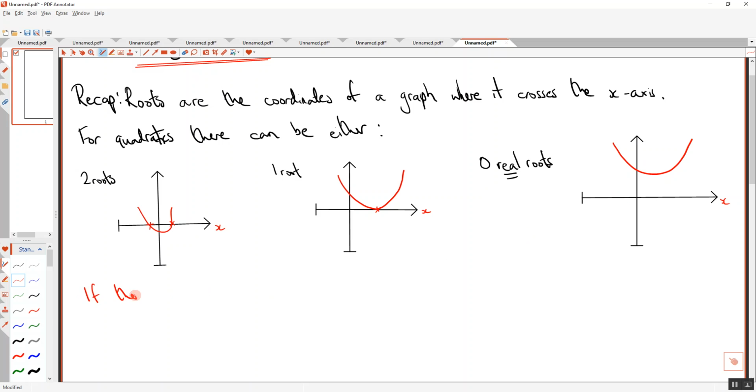Okay, and we're going to put if there are 2 roots, we say they are 2 distinct real roots. Okay.